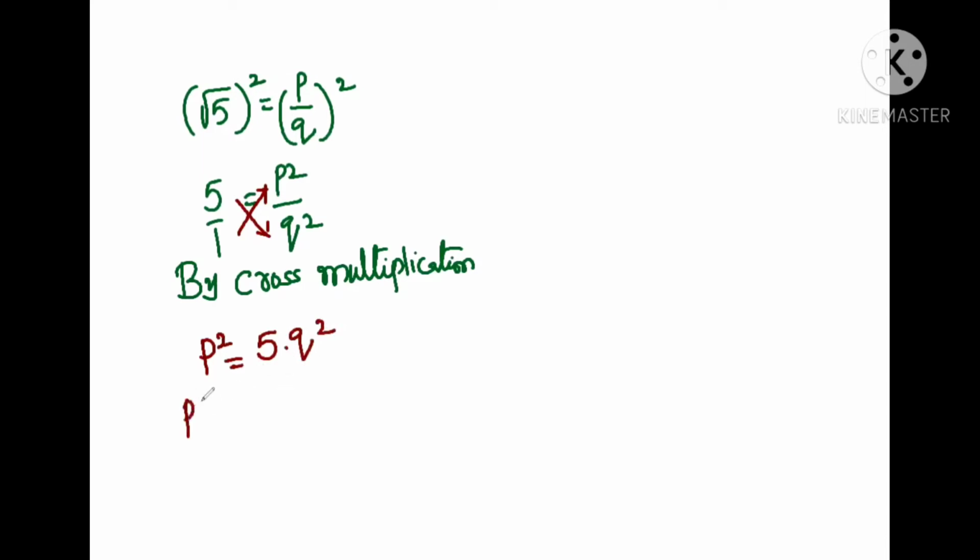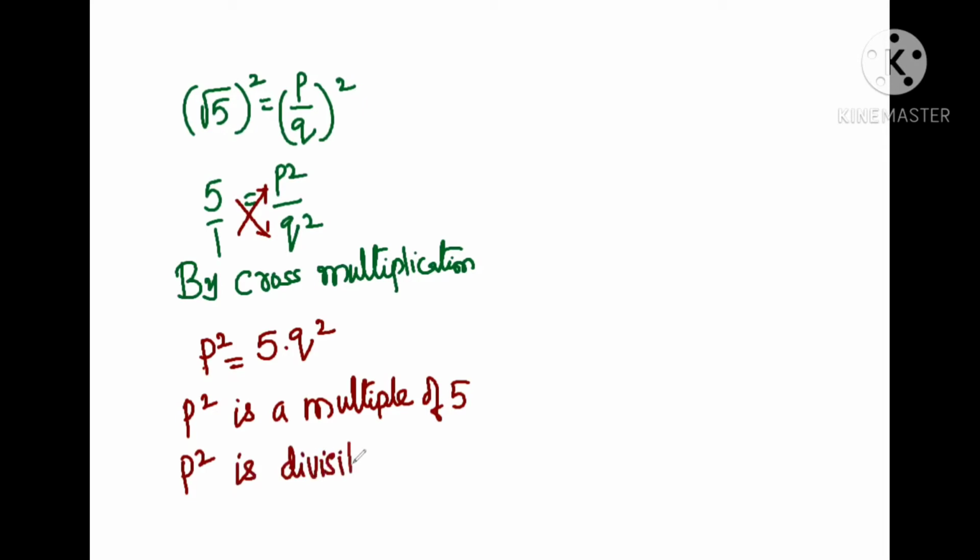Here p square is equal to 5 into q square, means p square is a multiple of 5, therefore p square is divisible by 5. Then p also divisible by 5.